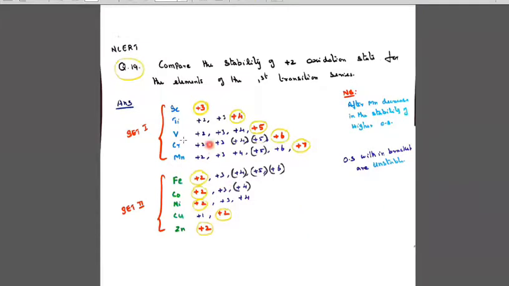Okay, let's see this question. In this question, you just see scandium, titanium, vanadium, chromium, manganese, iron, cobalt, nickel, copper, zinc. Like that, you can write it. Scandium has only +3, and others have +2, +3, +4. And you just see the ending, I mean, initial and final.